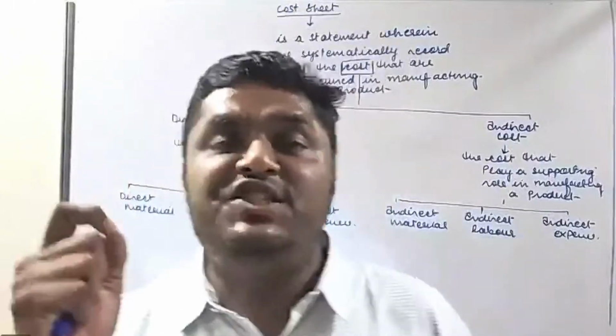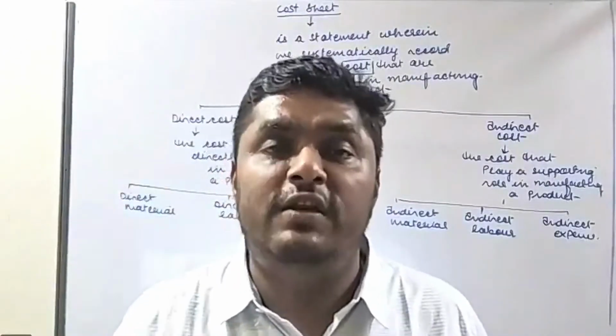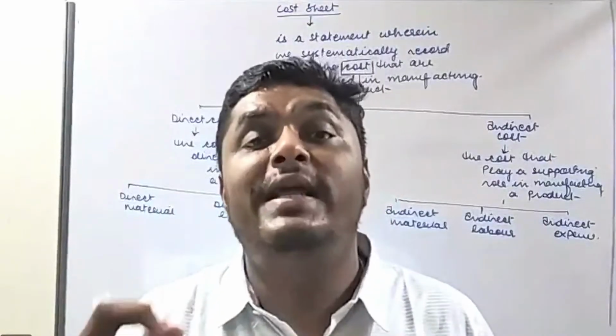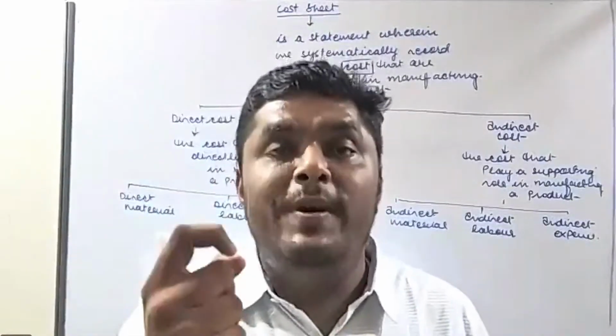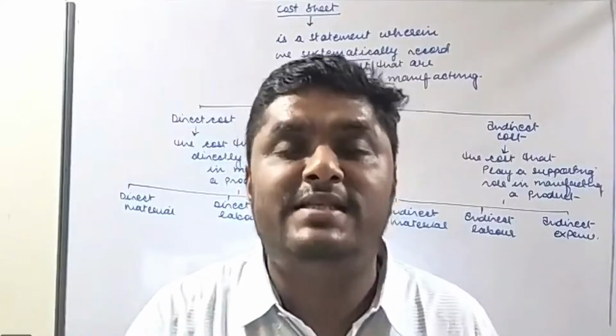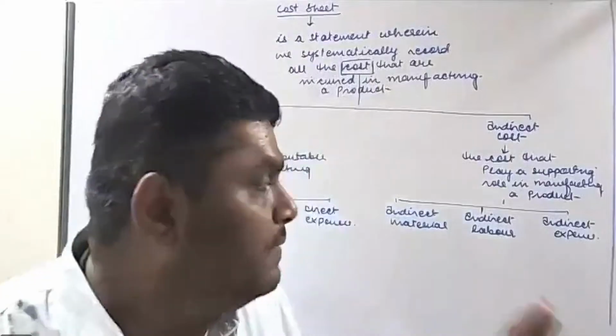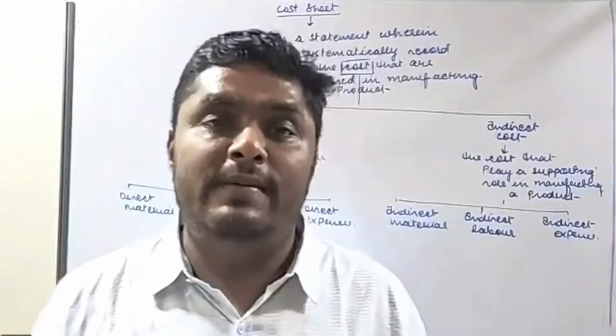Now let's say these shirts are stitched on a machine, and for the smooth functioning of the machine, we need some sort of lubricating oil and grease. This lubricating oil and grease is nowhere present in my final product, but for the smooth functioning of the machine, I'm using this material. So that material is known as indirect material.